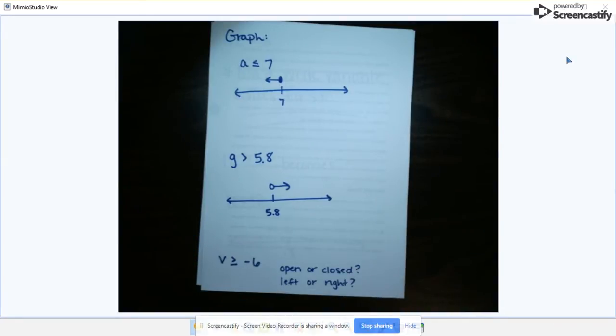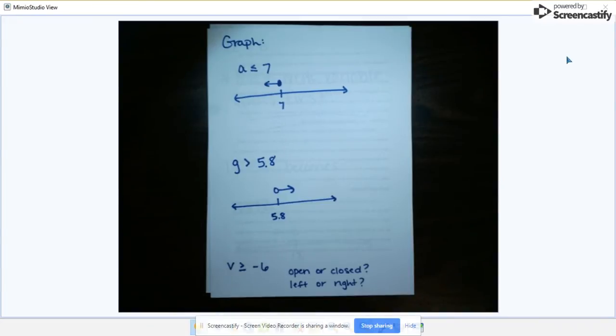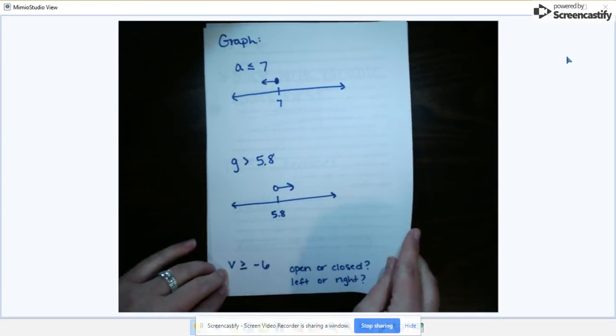I want you guys to tell me when we have V is greater than or equal to -6, will it be an open or closed circle? And then will our arrow go left or right? So answer both of those. Okay, a couple more examples.